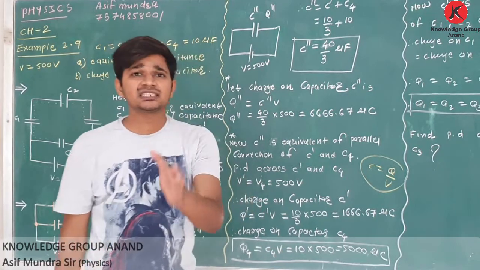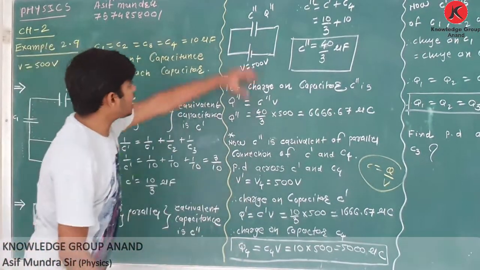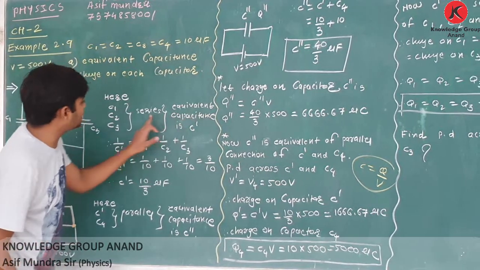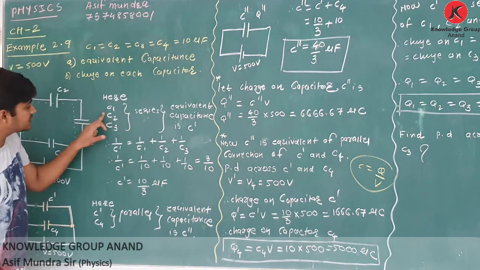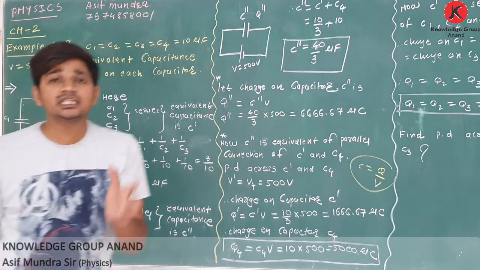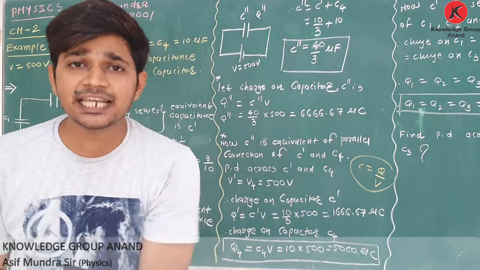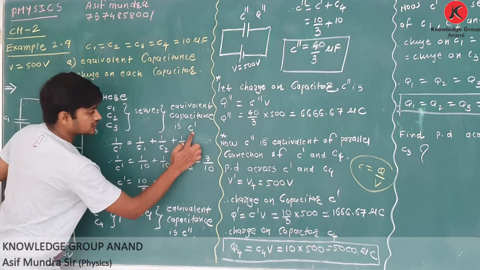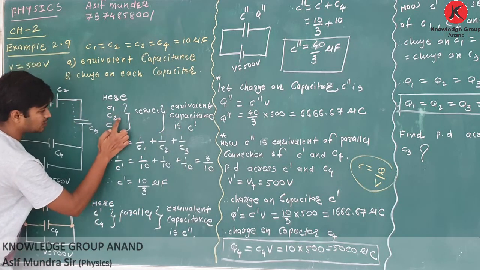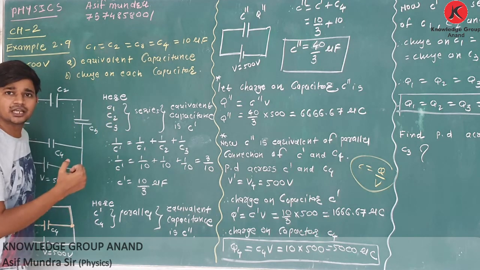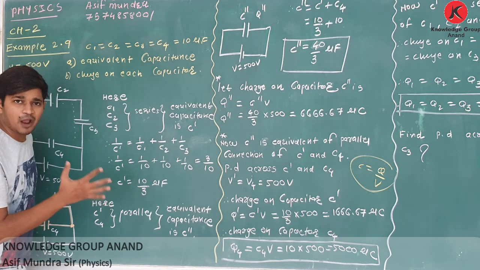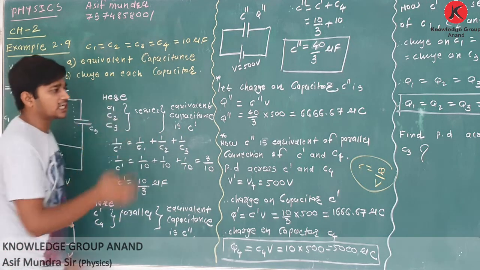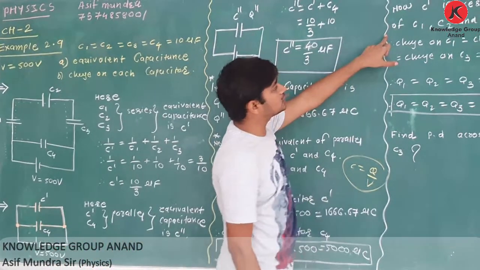Now we have to find the charge on C1, C2 and C3. Again take a reverse path and ask the question, what is C dash? C dash is the equivalent capacitance of the series connection of C1, C2 and C3. And we know in series connection charge remains the same. Then how to write? Charge on C dash is equal to charge on C1 is equal to charge on C2 is equal to charge on C3. We know in series connection the charge on each and every capacitor is the same.